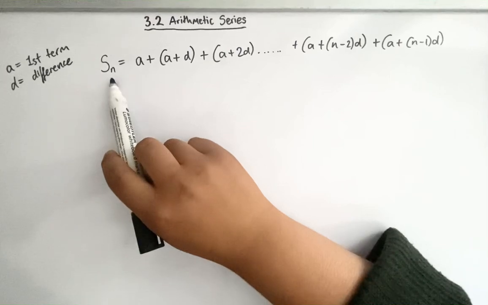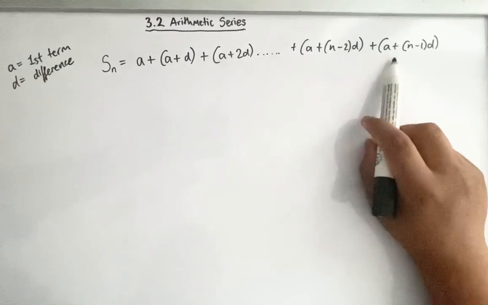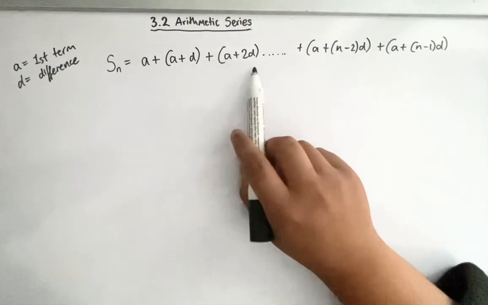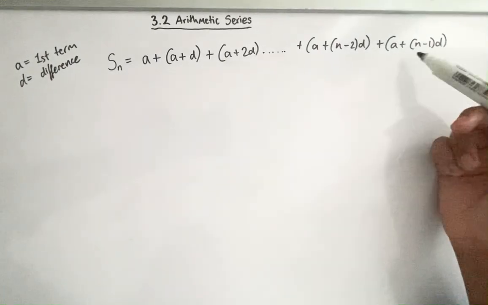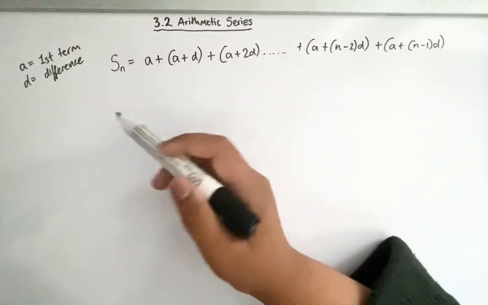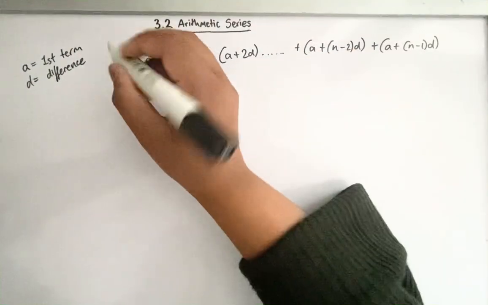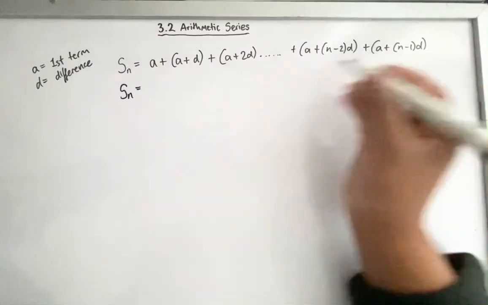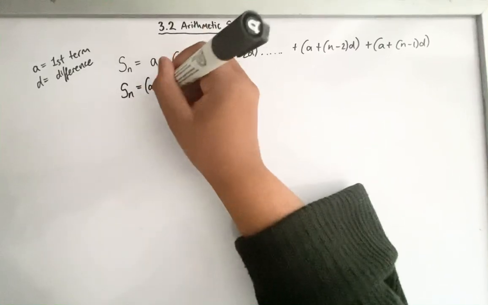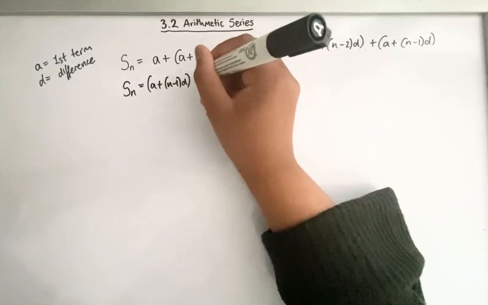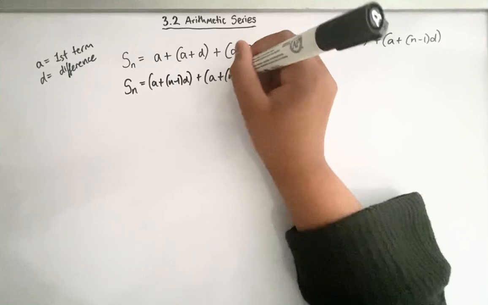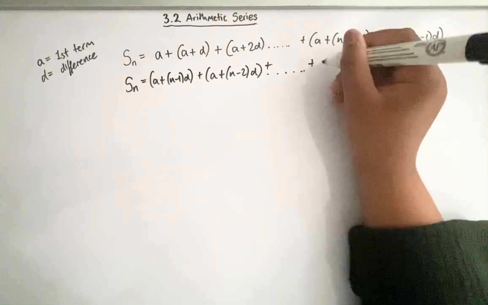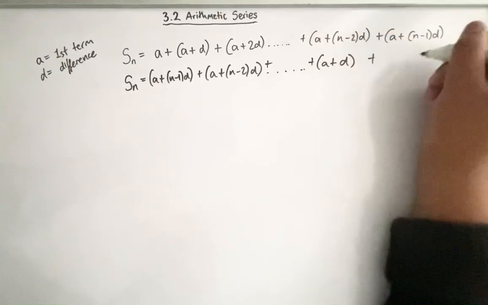So the sum up to the nth term, which would be a plus (n minus 1)d from the first lesson, is a plus (a plus d) plus (a plus 2d), and so on and so forth until a plus (n minus 1)d, where a would be the first term and d is the common difference. If we write this sum again, but in the reverse order, it would be a plus (n minus 1)d plus a plus (n minus 2)d, and so on and so forth, until (a plus d) plus a.